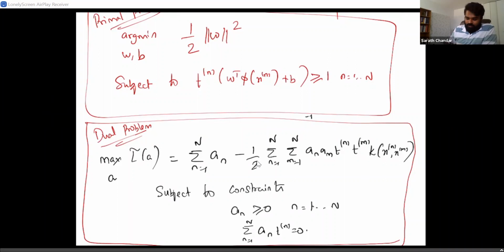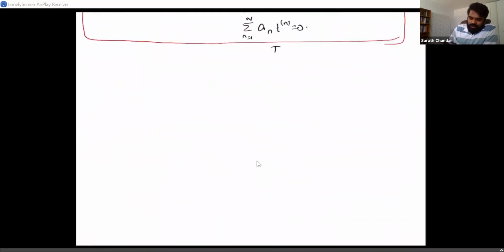Okay, I think I've managed to fit both in one place. Okay, so now what's the advantage of having these two formulations, right? Before we discuss the advantage, I want to tell some general things about quadratic programming problems.